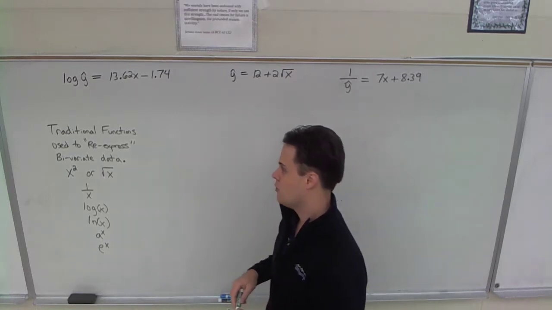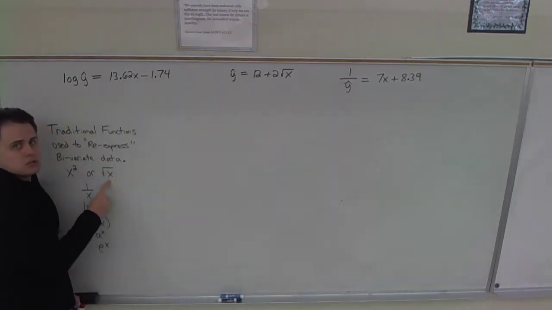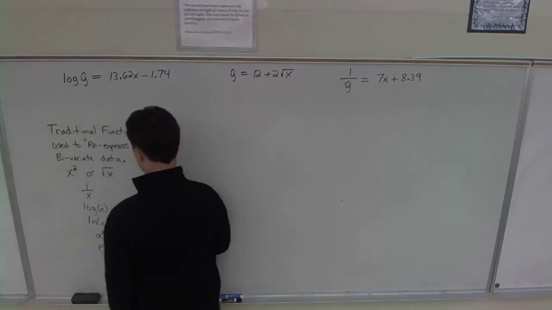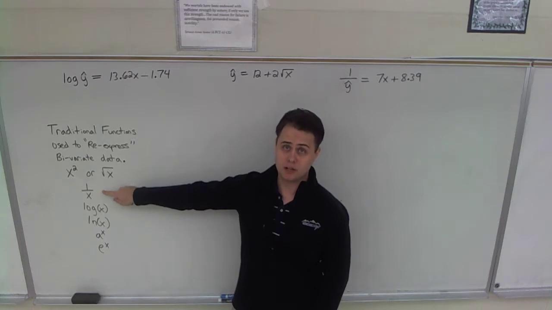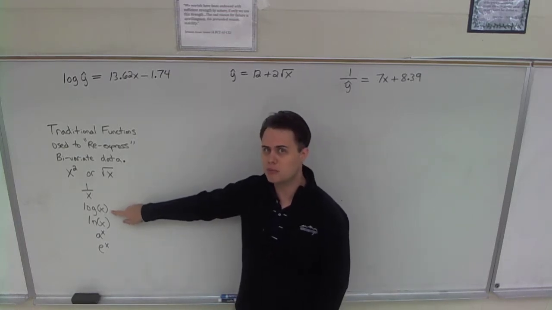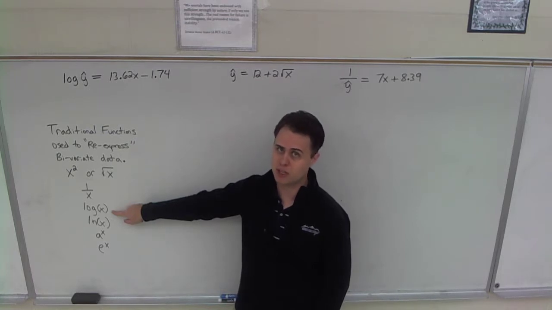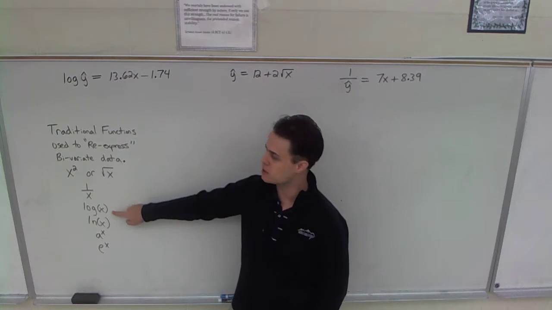Before we do that, though, I want to mention which ones go with which. Remember, to get rid of square roots, you use its partner, x squared. To get rid of 1 over x, you multiply by x. That's the inverse operation. To get rid of logarithm, logarithm is the thing that gets rid of exponential functions. So you use exponential functions to get rid of it. I'll demonstrate in a second.